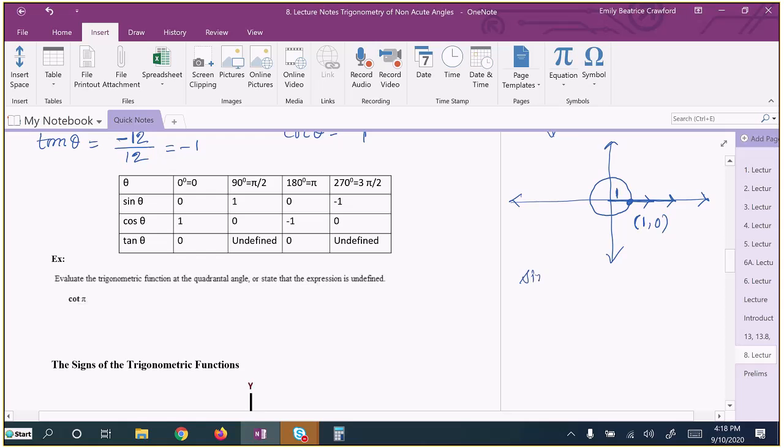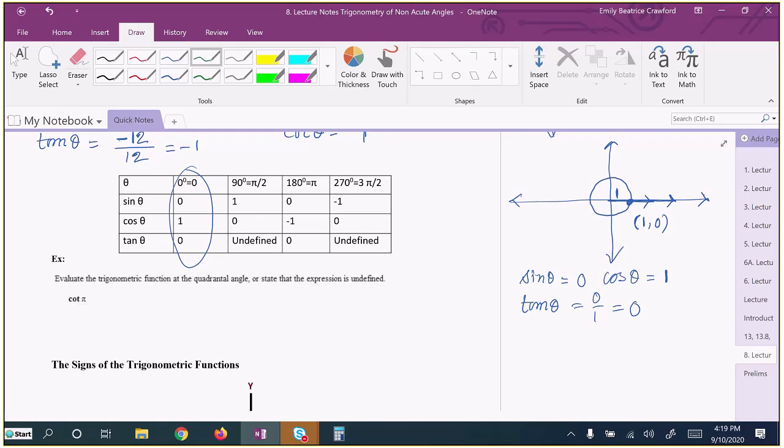So then sine theta is going to be, remember it is y, so 0. Cosine theta is simply x on the unit circle, so that's 1. Tangent theta is y over x, so that's 0 over 1, and that's 0. And this is what we have in this list. Now, if I wanted to know the trigonometric ratios for 90 degrees or pi over 2, then the initial side remains the same. The terminal side is here. On the unit circle, the coordinate of the point is 0, 1.